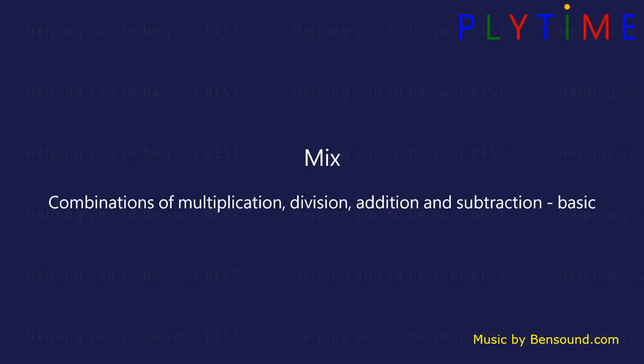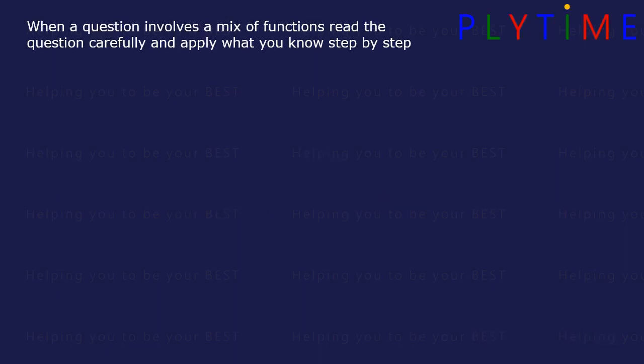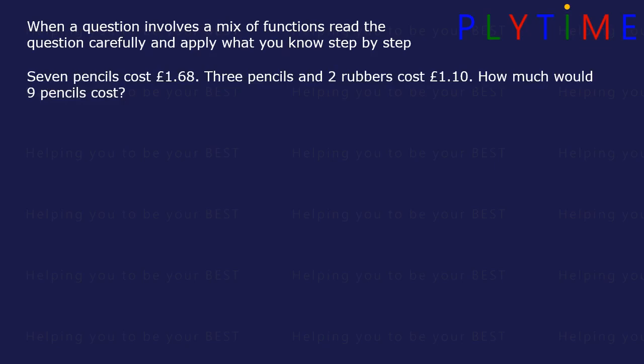Combinations of basic multiplication, division, addition and subtraction. When a question involves a mix of functions, read the question carefully and apply what you know step by step. 7 pencils cost £1.68. 3 pencils and 2 rubbers cost £1.10. How much would 9 pencils cost?